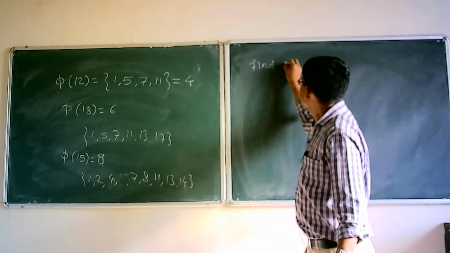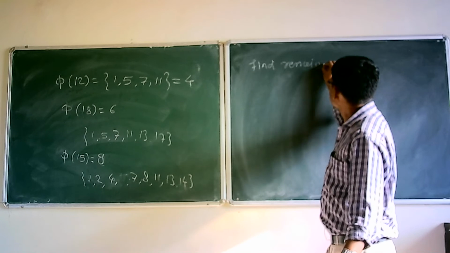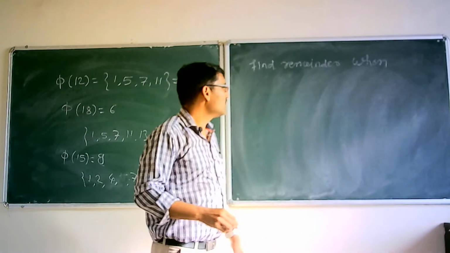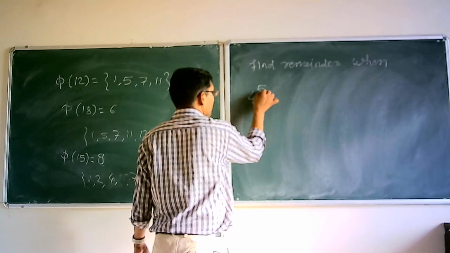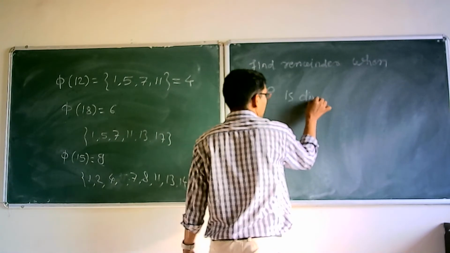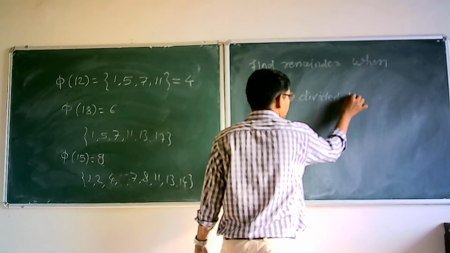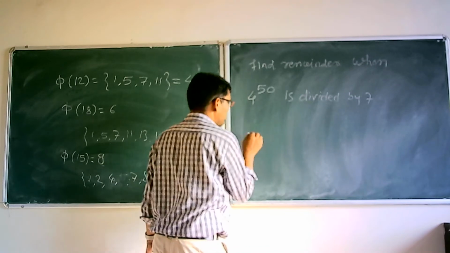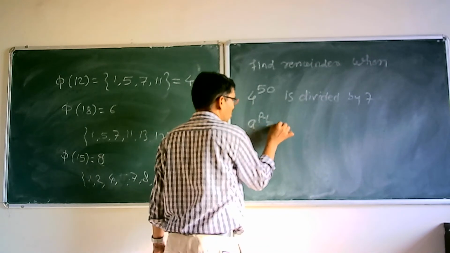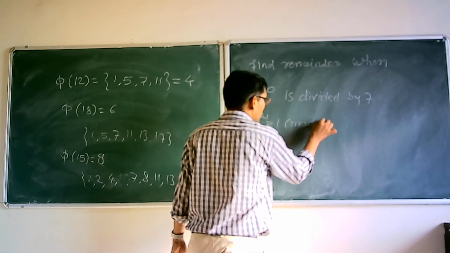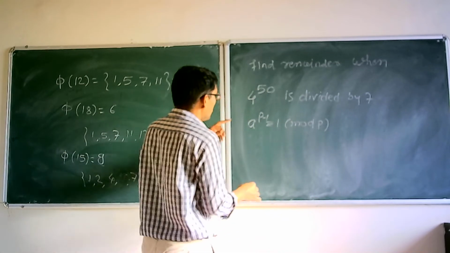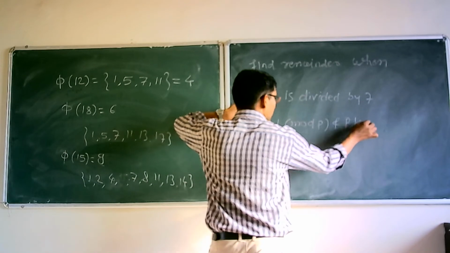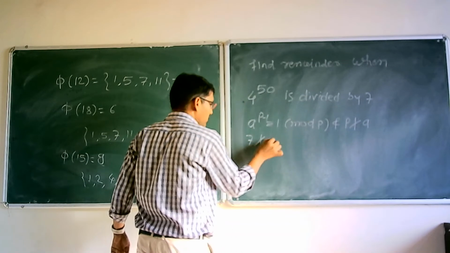Find the remainder when 4 raised to 50 is divided by 7. So all of you know that 7 is a prime number, and what Fermat's theorem says is a raised to p minus 1 congruent to 1 modulo p, if p does not divide a. Here a is 4. Now clearly 7 does not divide 4.